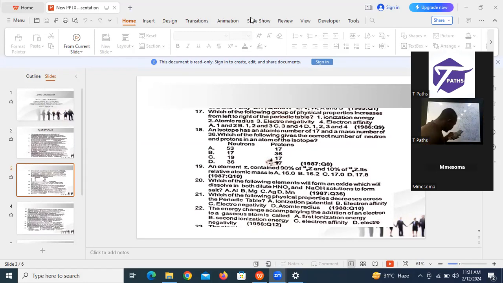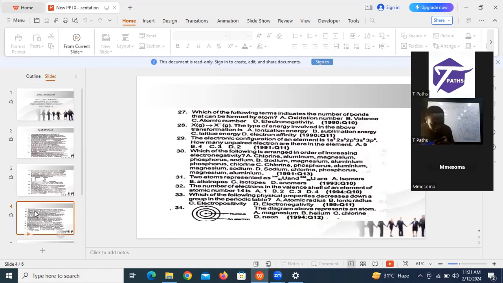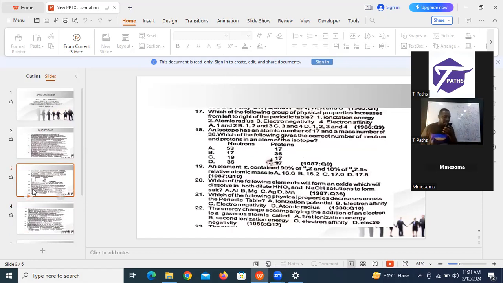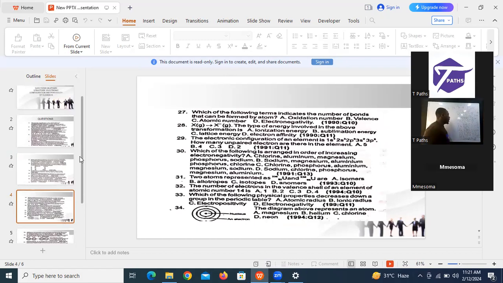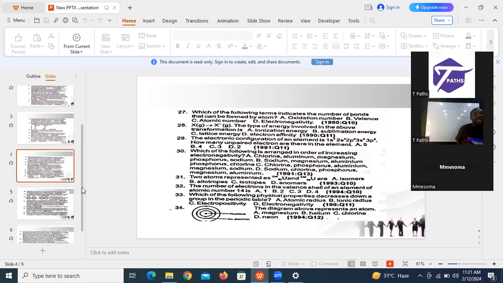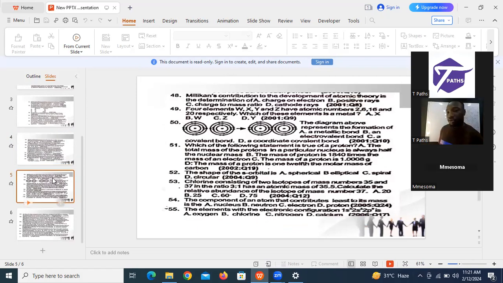Next, we need to consider the development of atomic theory. You can see that question there. Millikan's contribution to the development of atomic theory is the determination of dash. Let's go through some things from the beginning. It all started from the fact that John Dalton said that atoms are indivisible, small particles.